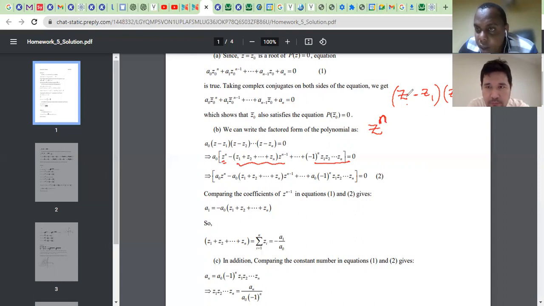And then if you multiply Z, you just keep multiplying them, but now you stop at this point, Z minus Z(n-1). So they are going to become Z^(n-1) multiplied by Z minus Zn. That is if you multiply all those Z's.